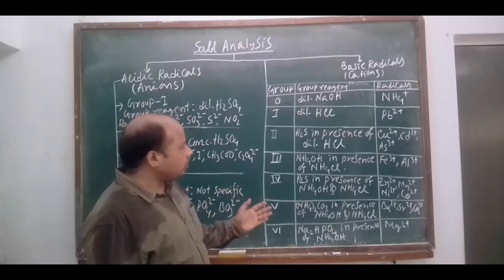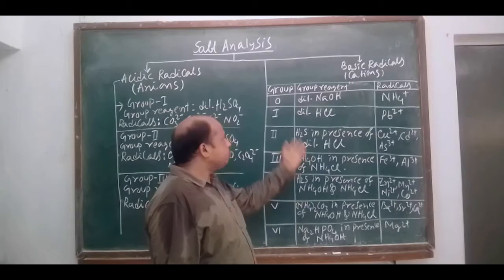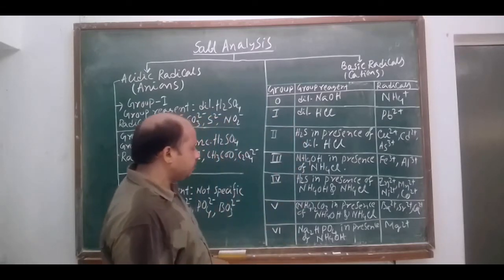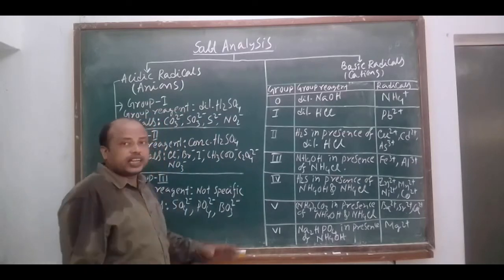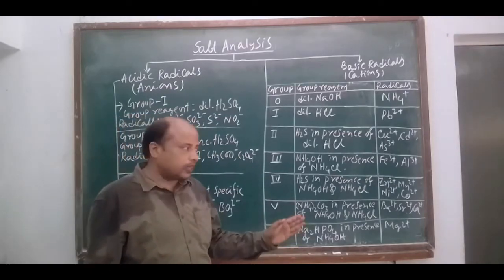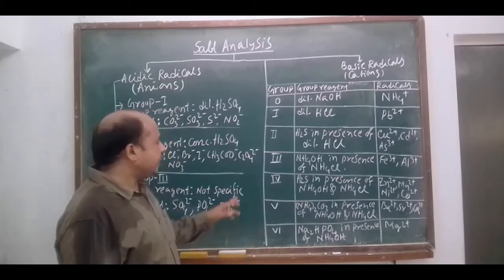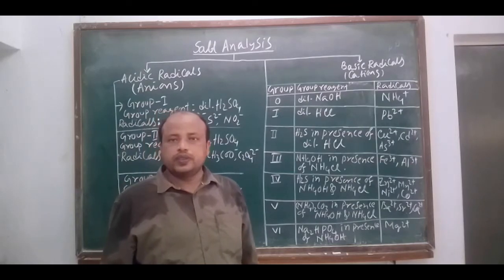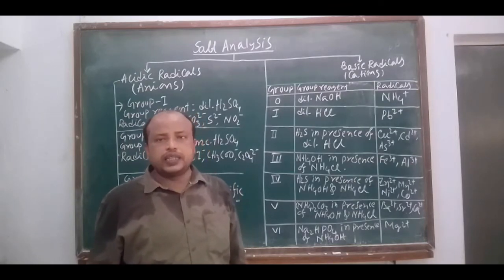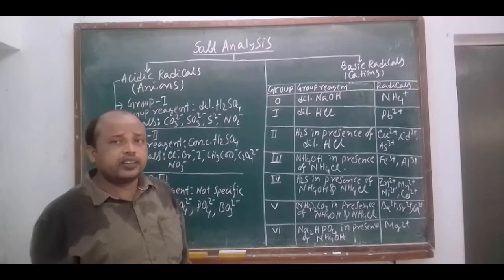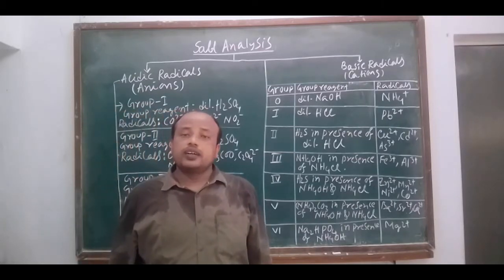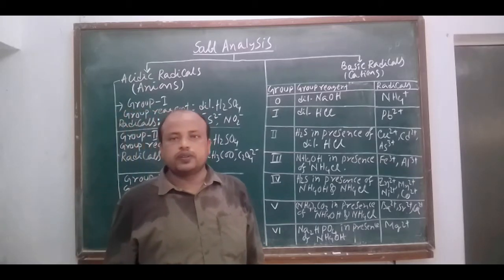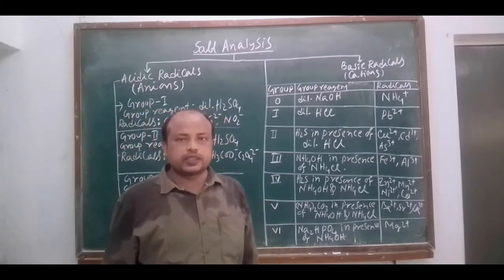If the given salt sample doesn't react with all the above group reagents, then we have to treat it with disodium hydrogen phosphate in presence of NH4OH. If it reacts, then the radical that may be present is Mg2+ and it is categorized as group 6. So student, you see here, by chemical treatment we can determine the radicals, that is the cation and anion, present in the given salt sample. Hope this part is clear to you.